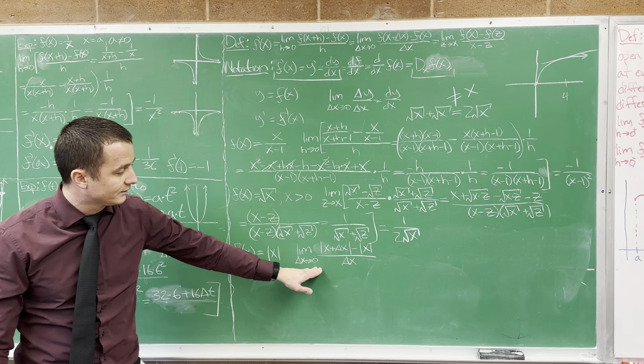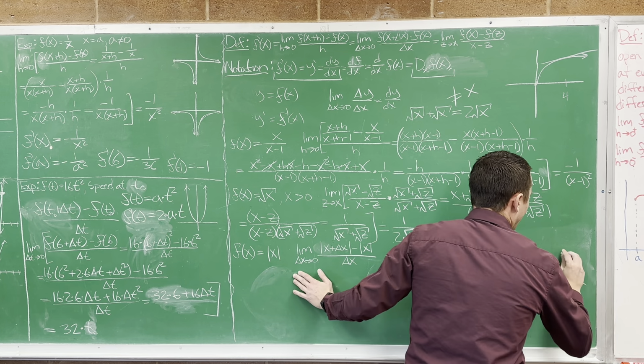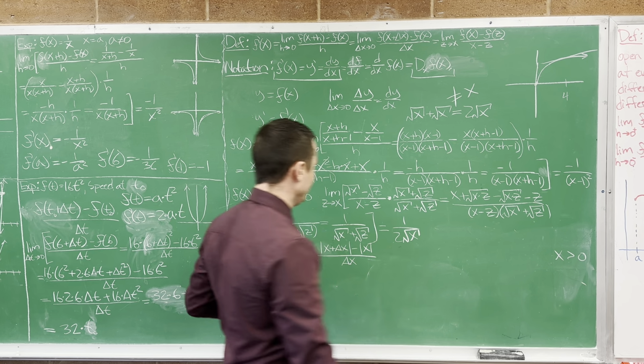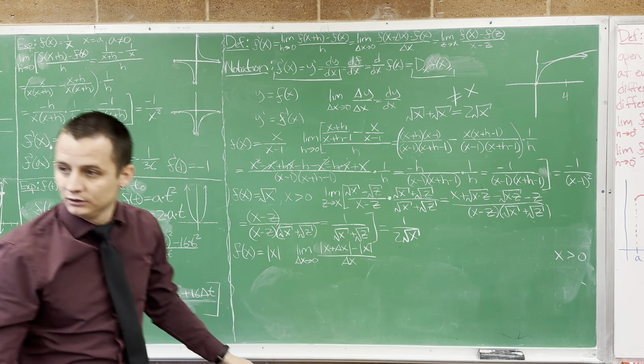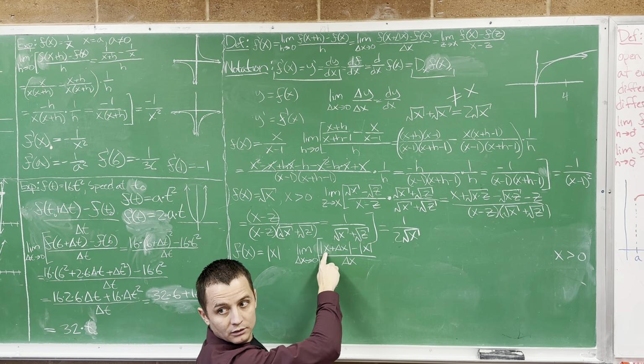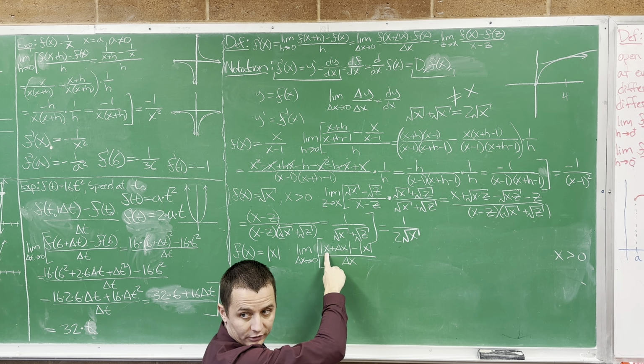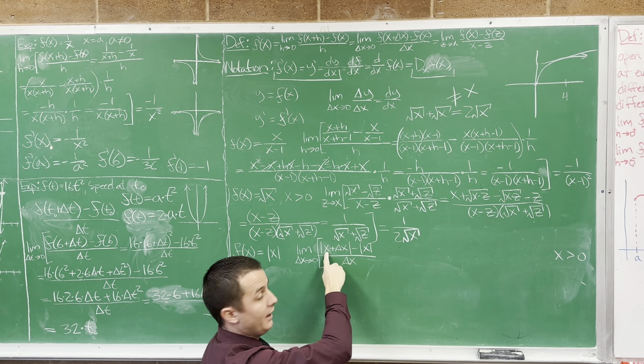So let's take the limit as delta x approaches 0, but let's handle the case where all of our x's are greater than 0. You with me? So if x is greater than 0, then it's going to be positive, and so our absolute value of x is going to be just x. So the absolute value of x plus delta x minus the absolute value of x is going to be x plus delta x minus x when x is greater than 0.